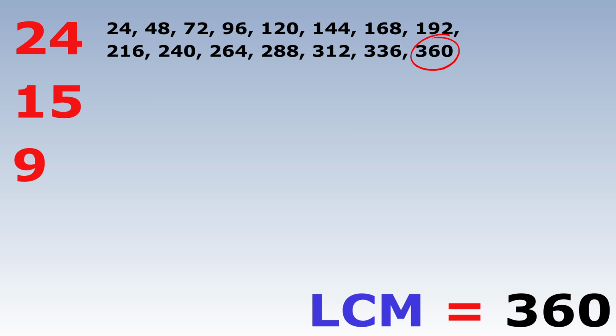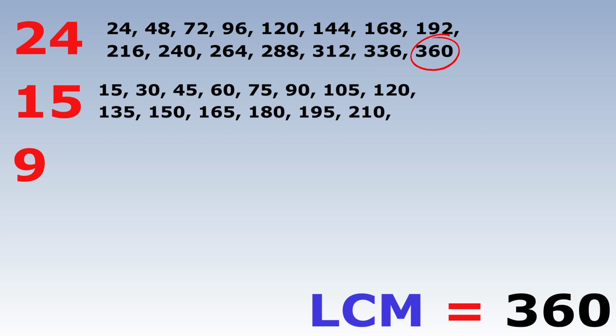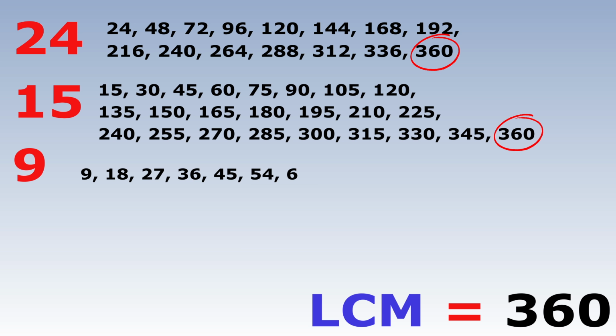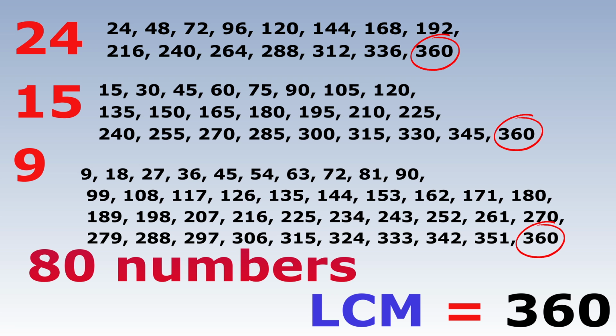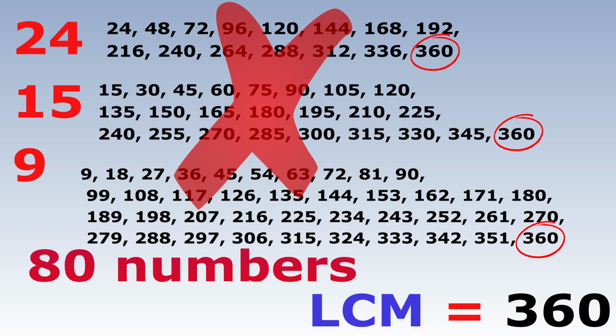Your list of multiples of 15 would contain 24 numbers, and your list of multiples of 9 would have to have 40 numbers in it. All in all, you would end up having to write about 80 numbers in order for the first common multiple to show up in all three lists. Do you even have time for that? And what if you make minor mistakes when writing that big list of numbers? You might completely miss the lowest common multiple.